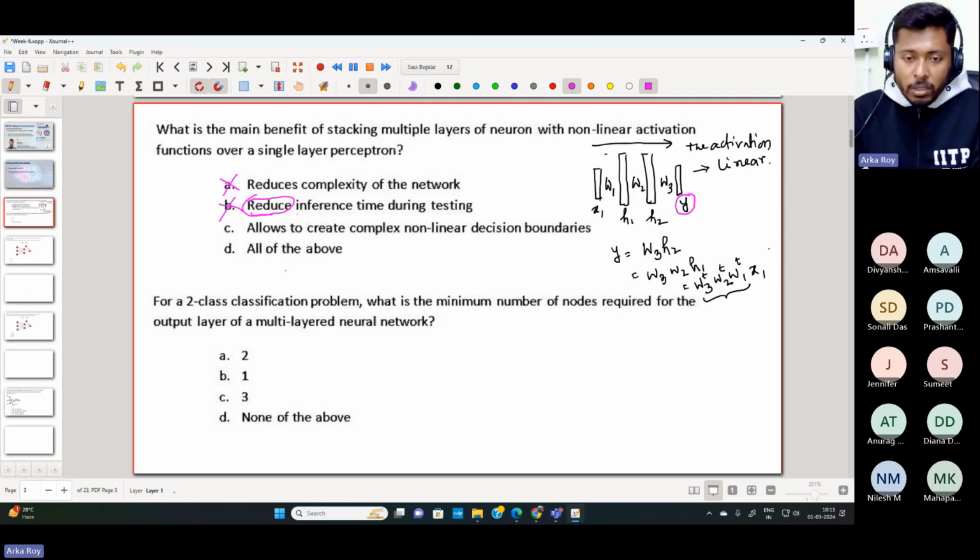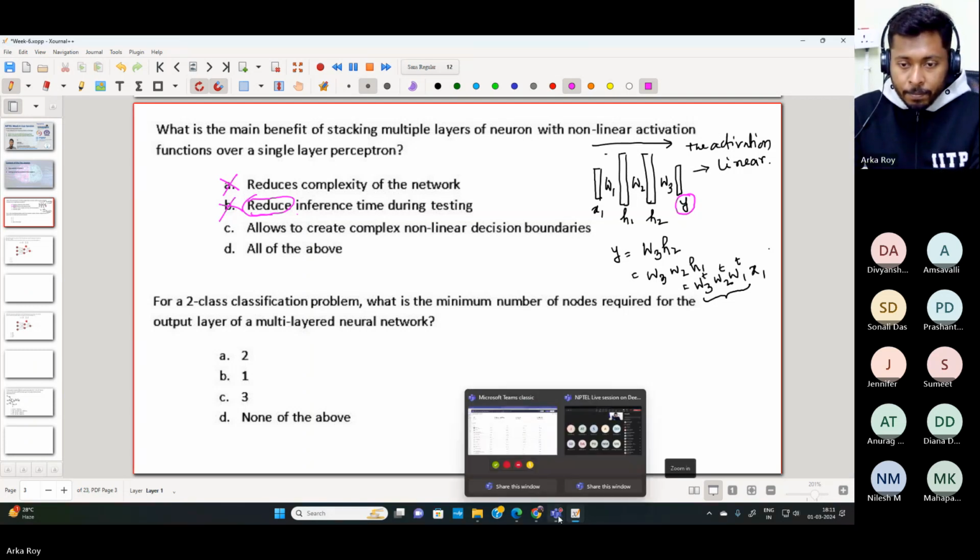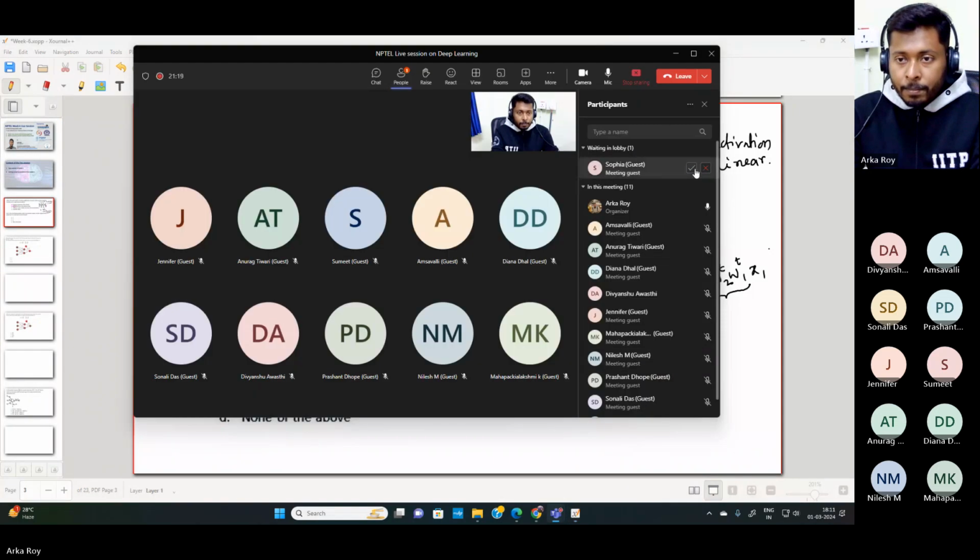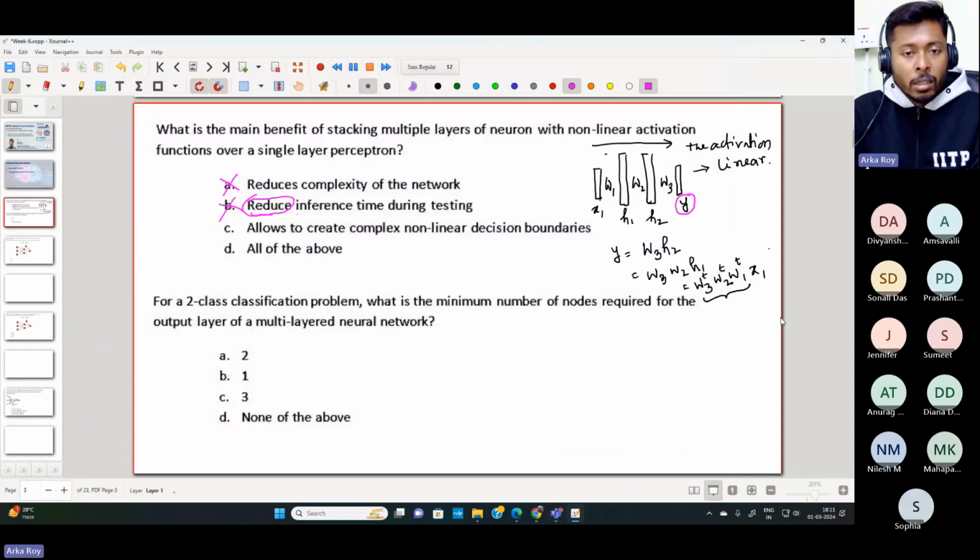Okay, so the third option says that it allows creating complex nonlinear decision boundaries. You can see that, for example, in the case of the XOR gate, if you have two features x1 and x2, the features look like this. Over here you have one class, and there is another one.